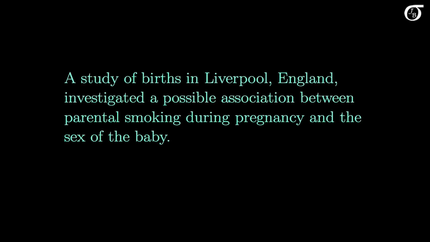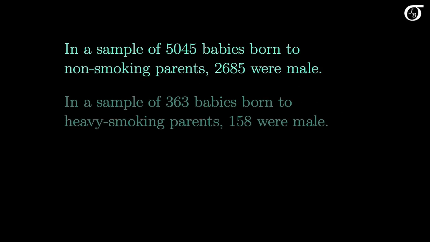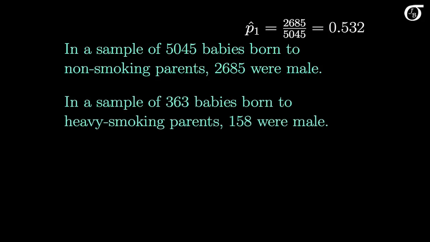A study of births in Liverpool investigated a possible association between parental smoking during pregnancy and the sex of the baby. In a sample of 5,045 babies born to non-smoking parents, 2,685 were male. P1 hat, the sample proportion of males for non-smoking parents, is 2,685 over 5,045, or about 0.53. In a sample of 363 babies born to heavy smoking parents, 158 were male. P2 hat, the sample proportion of males for heavy smoking parents, is 158 over 363, or about 0.43.